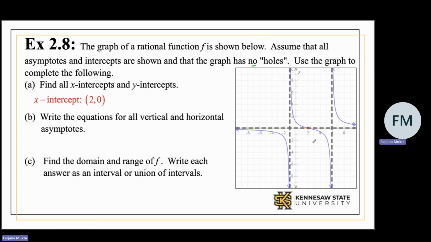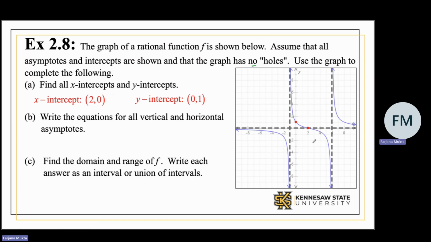Again, this black vertical dashed line is our vertical asymptote. The black horizontal dashed line is our horizontal asymptote. Okay, now do we have any x and y-intercept? Is there any place where the graph is crossing the y-axis? Yes, where? Here. And in terms of ordered pair, that's (0, 1). Okay.